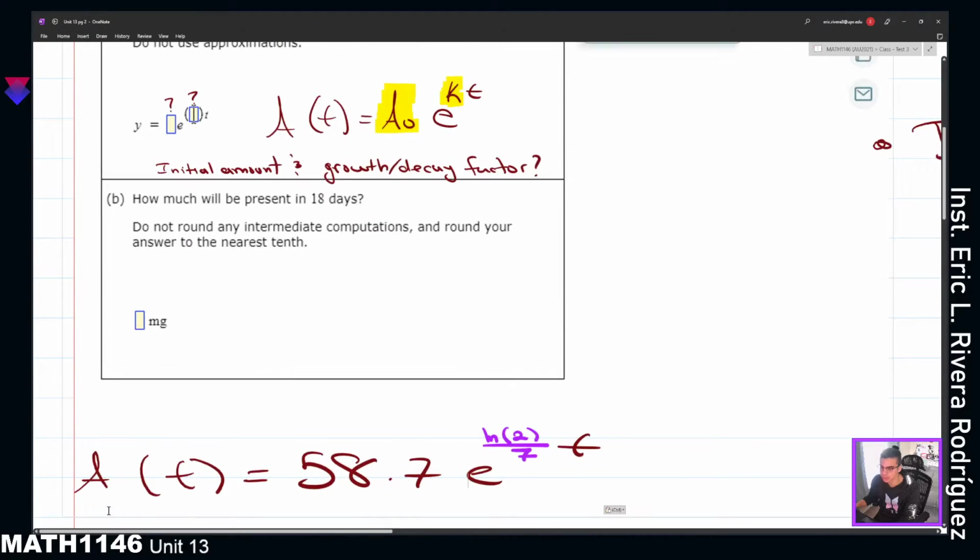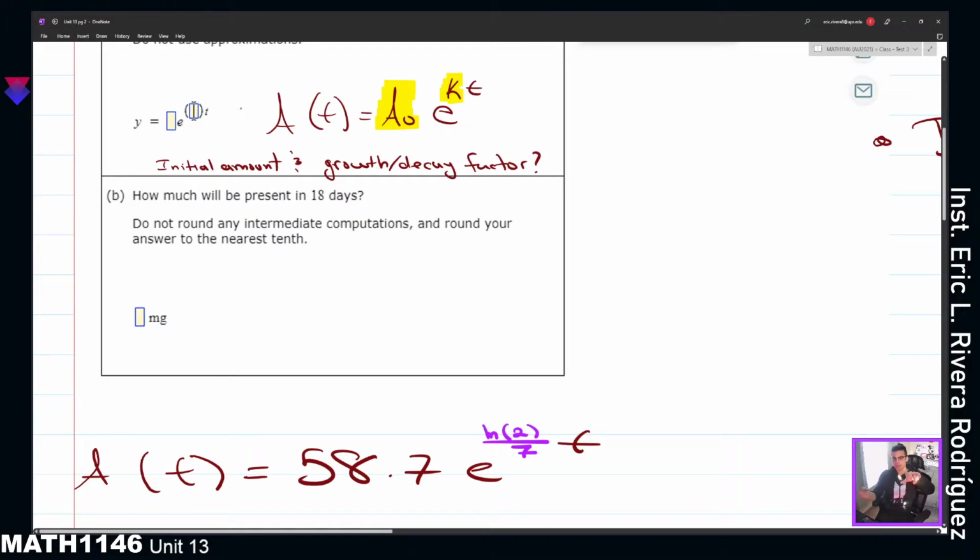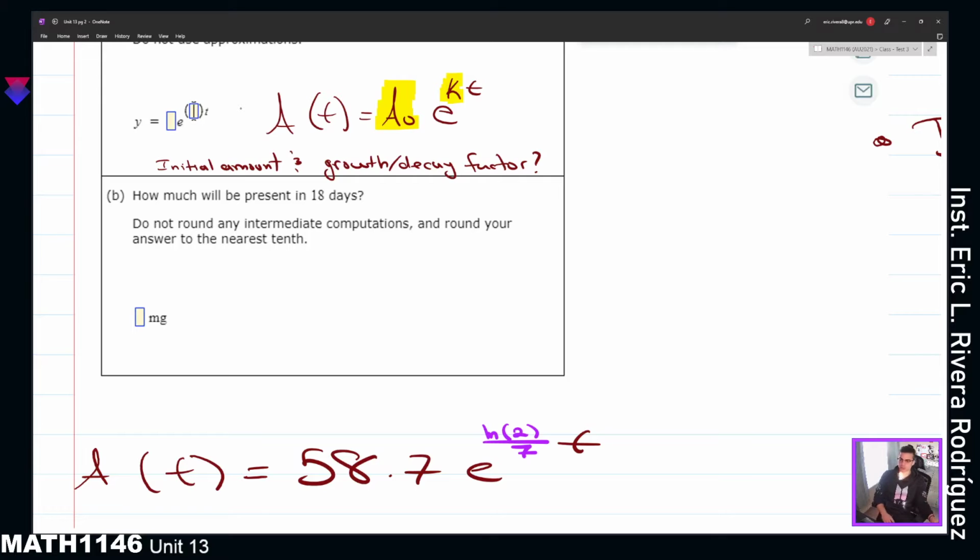So on ALEKS, you are going to click on the boxes here. On the first one, you're going to put 58.7. That's easy. On the second one, you're going to click here, and then you are going to use the division symbol or the slash on your keyboard to get the fraction, and then just ln of 2 in the numerator and 7 goes below. Any questions about what we did here?